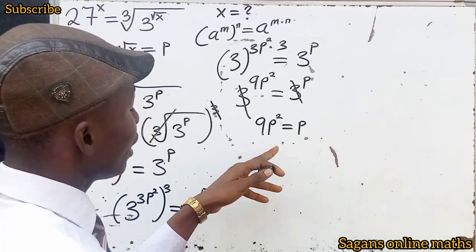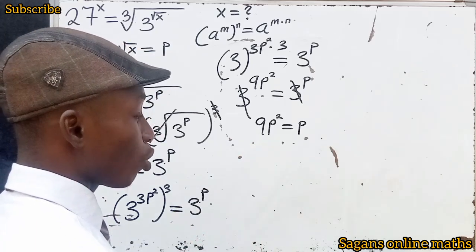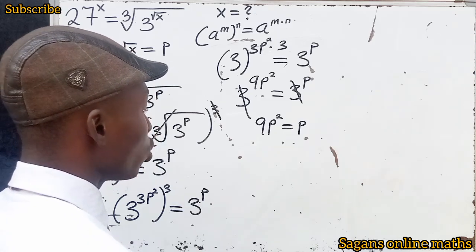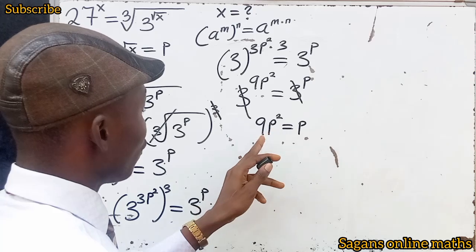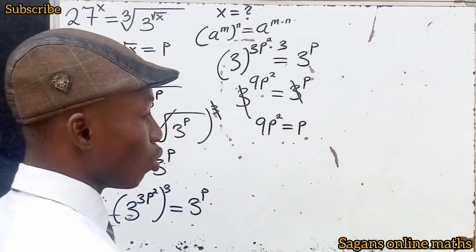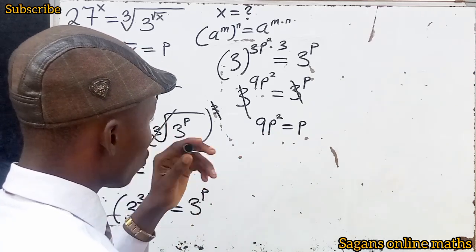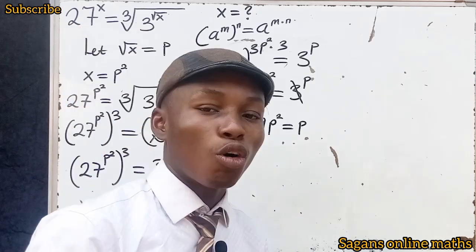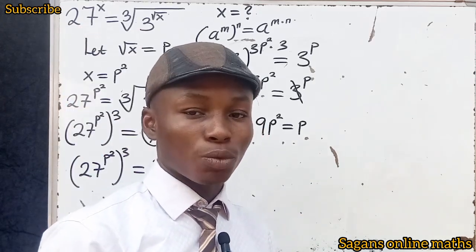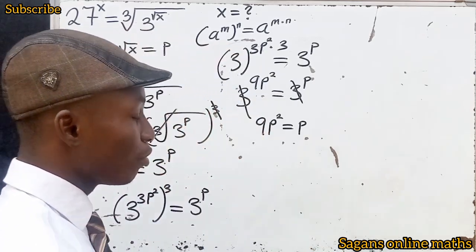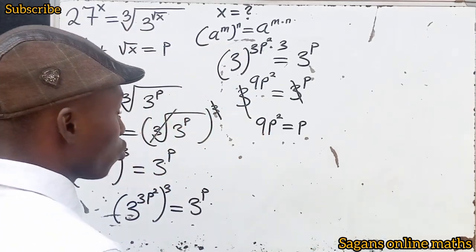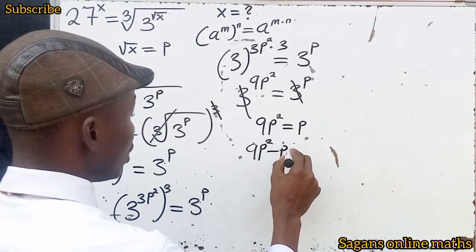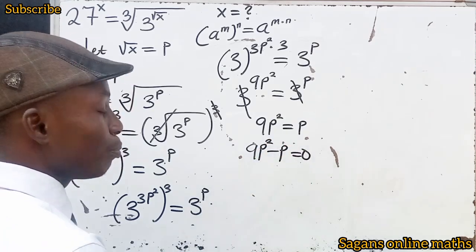No, remember, any equation you see in the form of as squared plus bs plus c equals 0 is what? A quadratic equation. As far as the highest power of the unknown is 2, note that the value of p must be two values. So what are we going to do now? We'll subtract p from both sides, but don't divide both sides by p. If you divide both sides by p, you convert the quadratic equation into a linear equation. So subtract p from both sides. If you do that, look at what you are going to have. Note that this is 9p squared minus p equals what? 0, because we subtracted p from both sides.